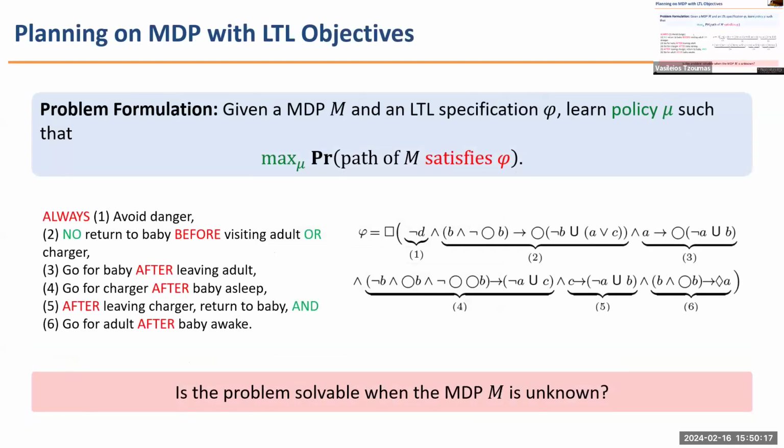By doing so, we can symbolize the expression that is given in human language and write it as an LTL specification that looks like this, where ABCD correspond to the labels on the MDP. And now we can formally define our planning problem, right? We want to find a planning policy on the Markov decision process such that the probability of a random path generated from that MDP under the policy satisfying phi is maximized. So that is our planning problem.